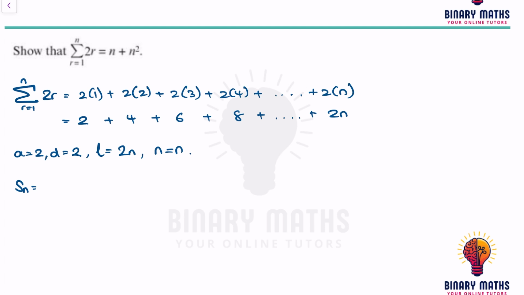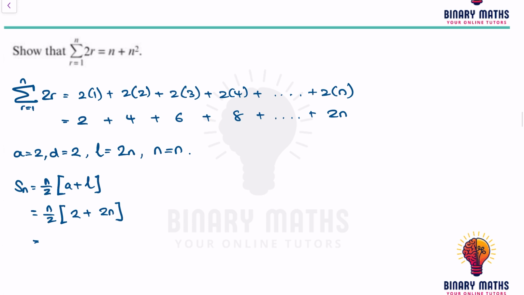Sn will be equal to n over 2. Because we have the last term, I'd use the a plus l version of it, which means it's going to be n over 2. A is 2, and the last term is 2n. And now you can divide everything inside the bracket by 2 and get rid of the 2 here. So you get n times 1 plus n, which is the same thing as n plus n squared when you expand the bracket, which is what we wanted.